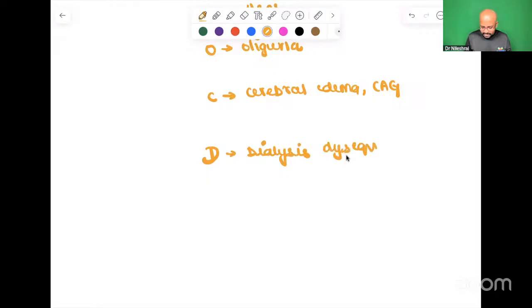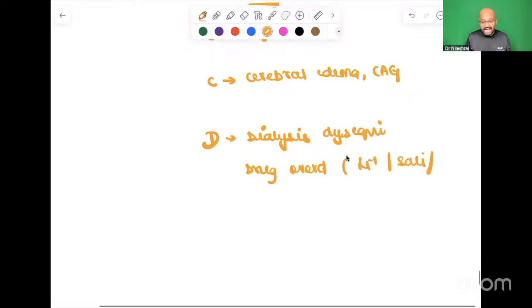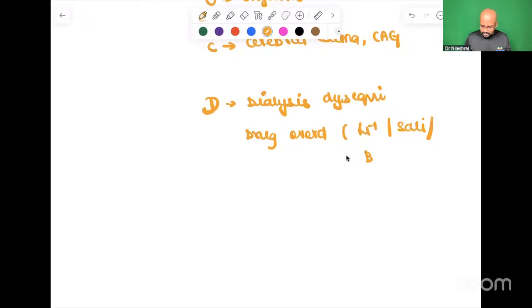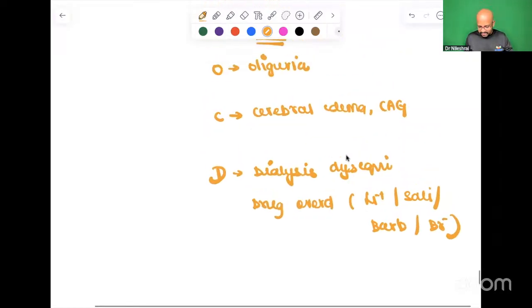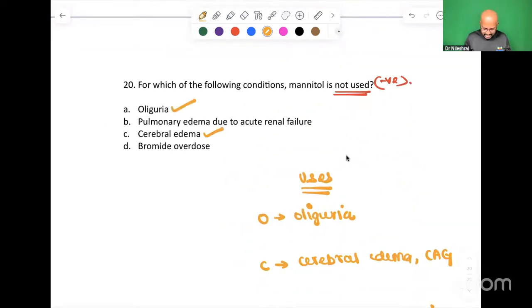Dialysis disequilibrium we can use it, and also for drug overdose, like your lithium overdose or salicylates, like aspirin overdose, we can use this drug. Or we can opt for barbiturate overdose or bromide overdose. In all of these drug overdoses, we can use osmotic diuretics. So here we have seen all of these options. Oliguria is there, cerebral edema is there, bromide overdose is there. But pulmonary edema due to acute renal failure is not there because it is actually a contraindication in those cases. Because in acute renal failure, none of the osmotic diuretics can be given because these drugs might accumulate. It might induce development of pulmonary edema when given in a patient with renal failure.